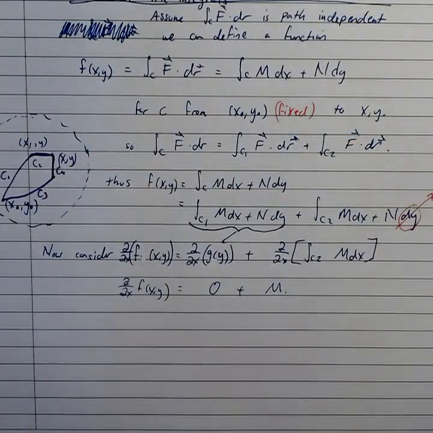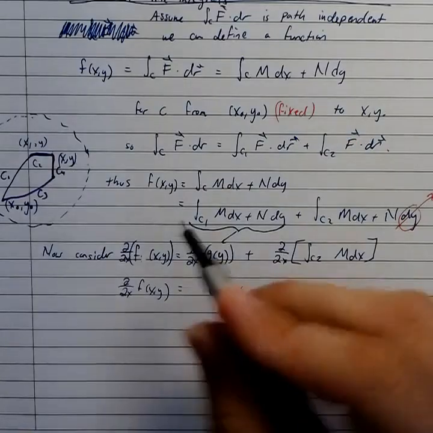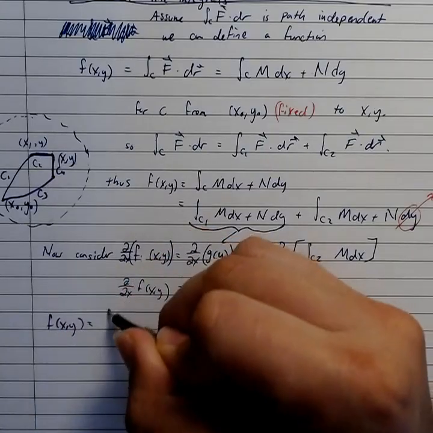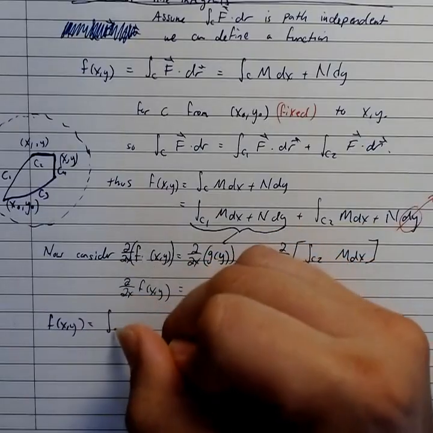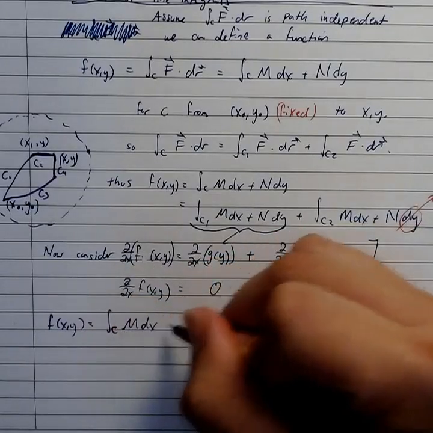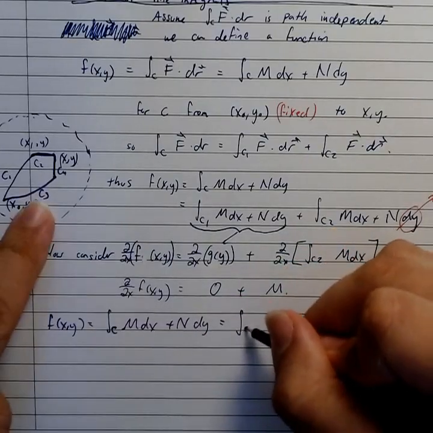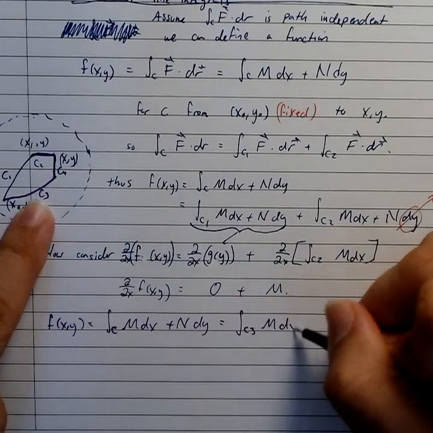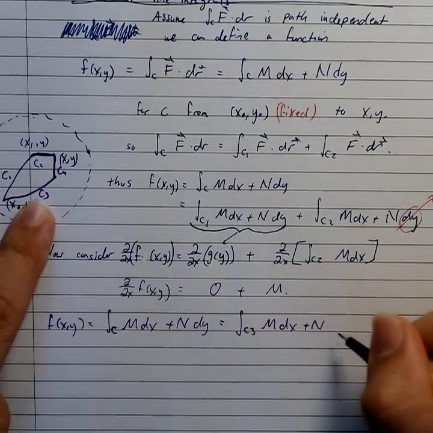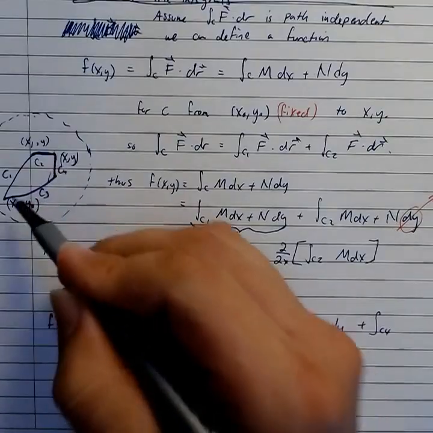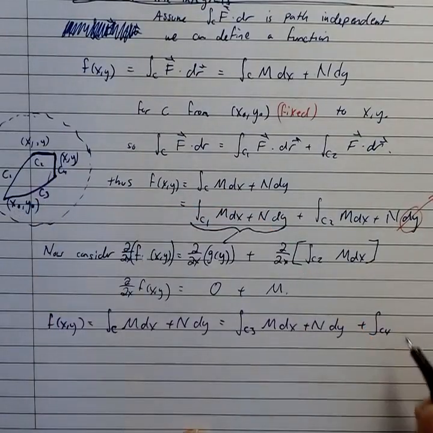Okay. So here we follow the same line of thought. We can write this as f of x comma y is equal to the integral, I'm going to start from right here, is equal to the integral over c of m dx plus n dy, which is really equal to the integral over c3 of m dx plus n dy plus the integral over c4. If I add these two, that'll get me right to where I need to go. So c3 plus c4 of m dx plus n dy.